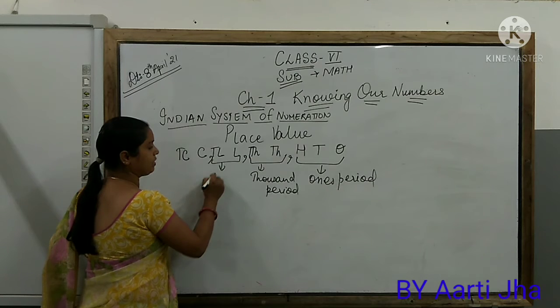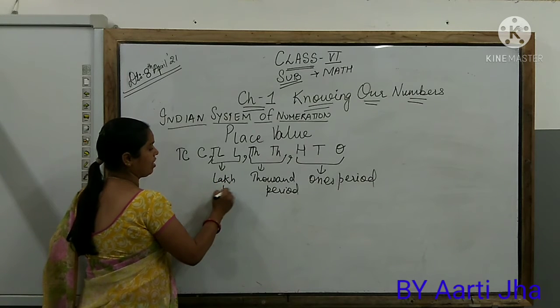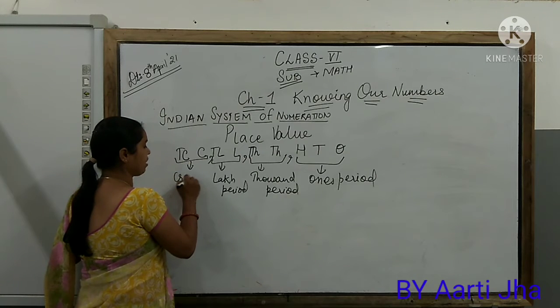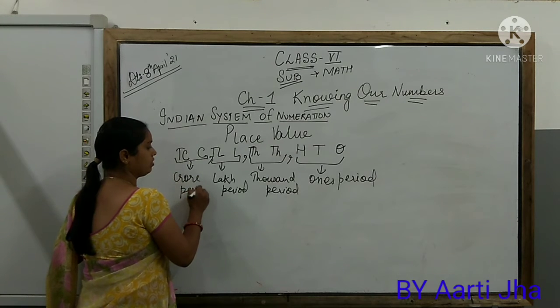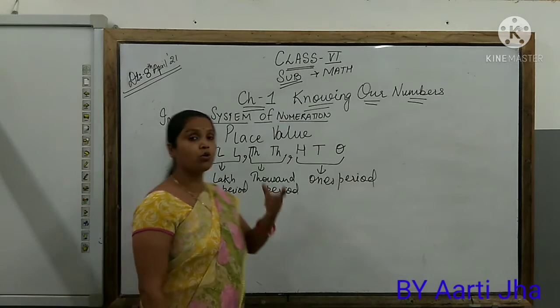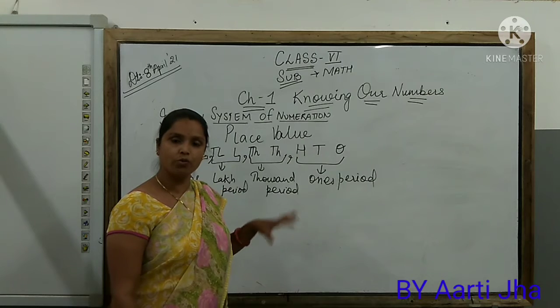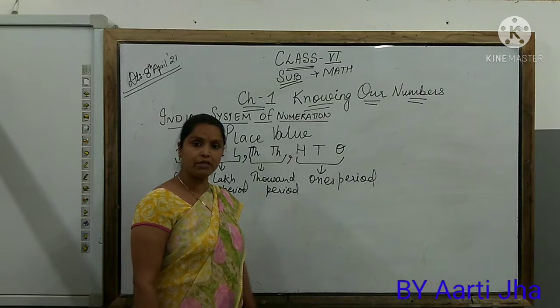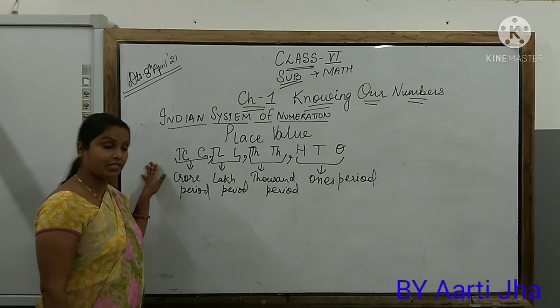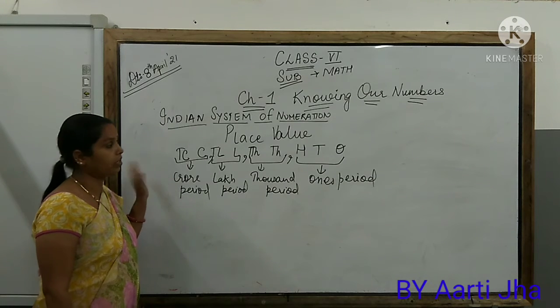Then this will be your lakh period, and the last one is your crore period. So how many periods do we have here in the Indian system? We have 4 periods. Period means groups. We don't use the word group here, we write period in place of group. This is your Indian system of numeration, or you can say this is the Indian place value chart.